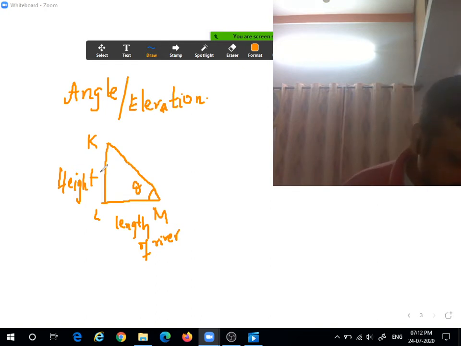And one more easy example: there are various examples we have. Suppose two parachutes are there, going at height. This is parachute A and parachute B, and you assume they are at different heights.